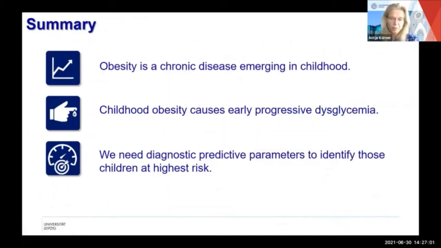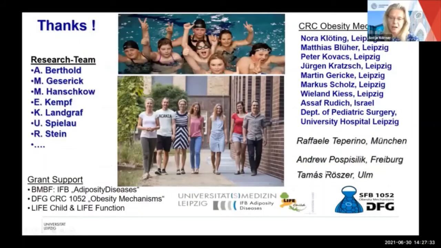And this would really be a short, but the main message I want you to take out from that talk, in my opinion, is that we need to acknowledge that obesity is a chronic disease that can emerge in childhood. And if it does emerge in childhood, it's going to persist in most of the cases. It's also important to know that the comorbidities of obesity develop early in childhood, and we need better diagnostic and predictive parameters to identify those children at highest risk.